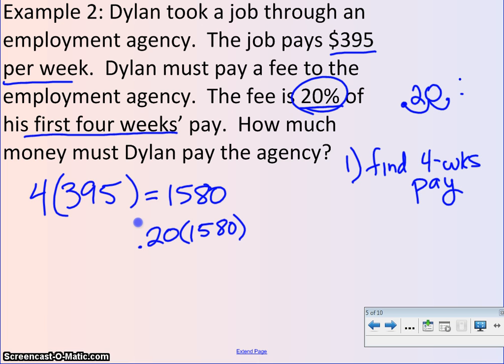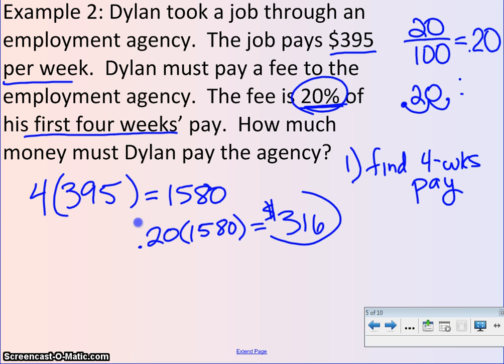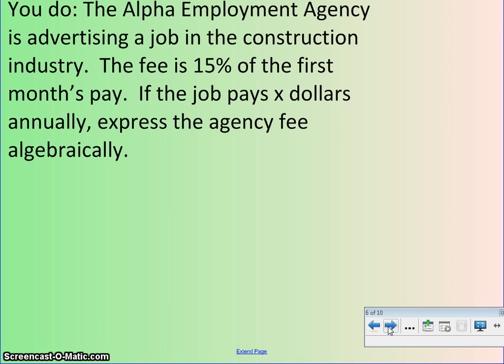Now what we're actually doing when we convert a percent to a decimal is dividing by 100. It's out of 100%. So if you plug into your calculator 20 divided by 100, you will find you get 0.20. So when we multiply 0.20 times the 1,580, which was the 4 weeks' pay, we get an answer of $316, and that was the fee that Dylan paid the employment agency. Please press pause, take a moment to solve this. When you're ready, come back and we'll finish it out.